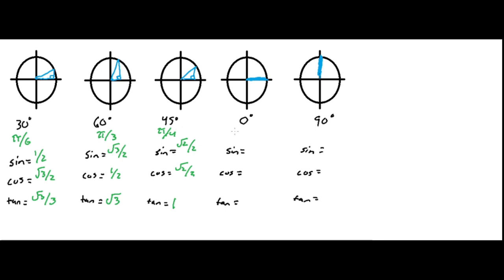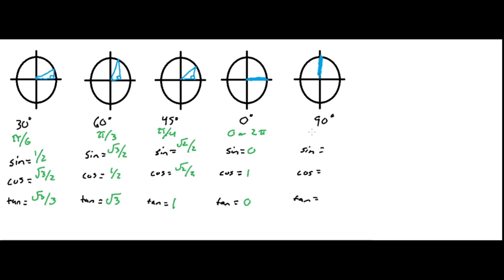And at 0 degrees, the radians is going to be 0, or 2 pi. Then sine, since there's no change in the height, it's going to be 0. And since cosine is going to be the maximum length of the unit circle, the radius, it's going to be 1. Then our tangent will be 0.